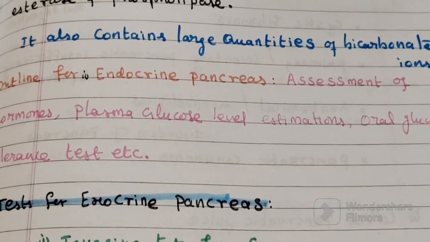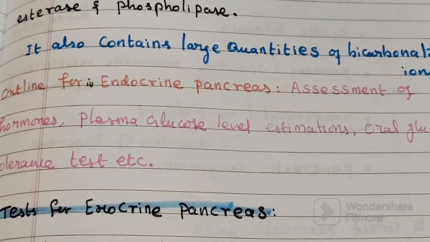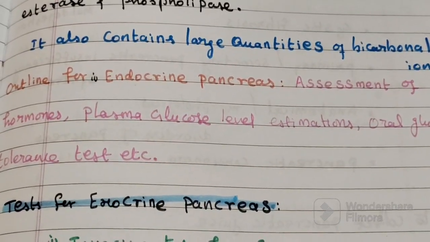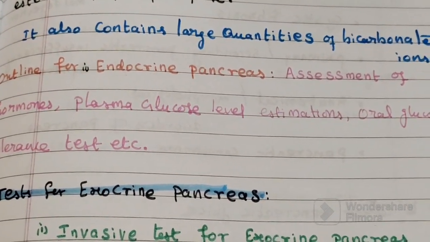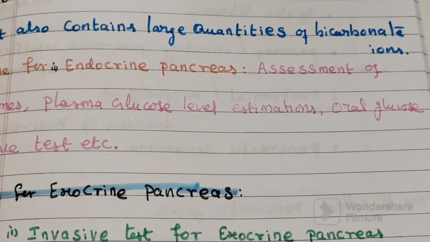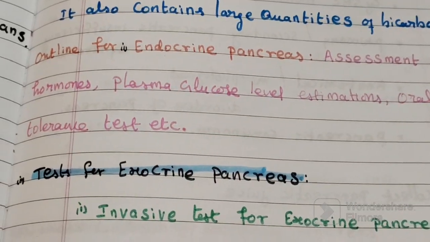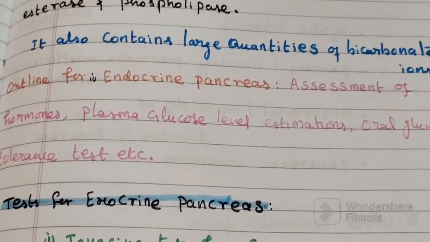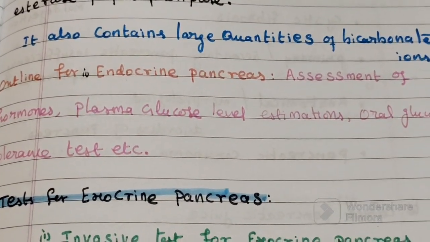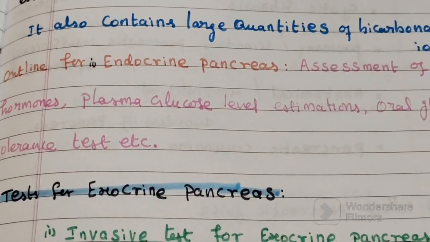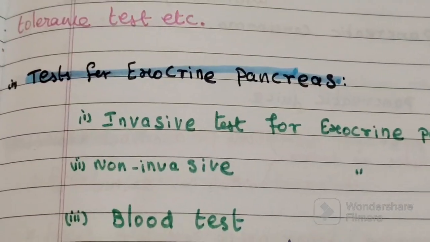Another test is plasma glucose level estimation, and the oral glucose tolerance test, which depends on insulin secretion and action. So for the hormones secreted by the endocrine pancreas, we use assessment of hormones, plasma glucose level estimation and the oral glucose tolerance test.